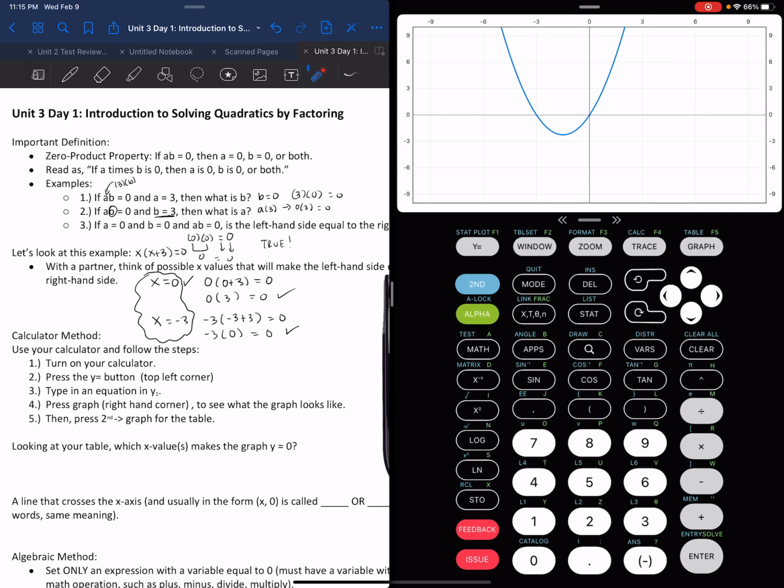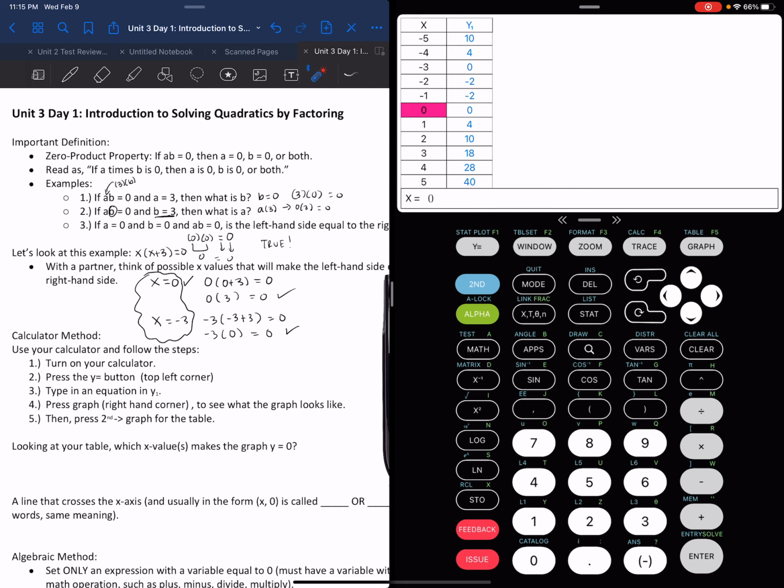Okay? And then what I'm going to do is I'm going to press second and then graph, because I want to pull up the table, and you can see on the screen that this is a table, right? It says, looking at your table, which x values make the graph y equals 0? Okay, so I see that if I look at x is equal to 0, you can see that in pink, 0. If x is equal to 0, then y is equal to 0, right? So that's exactly what we have here. X is equal to 0, then y is equal to 0. So write that down. X is equal to 0.